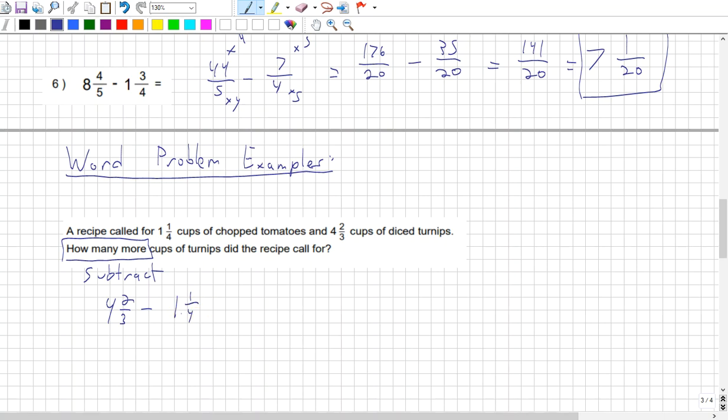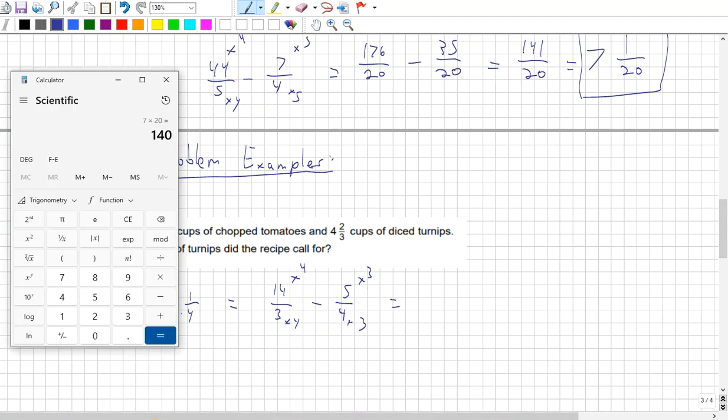Subtracting. Oh no, I have to get them into improper fractions first. So 4 times 3 is 12, plus the 2 is 14 over 3. 1 times 4 is 4, plus the 1 is 5. So minus 5 over 4. Look at multiples of 3 and 4 to see what's common. So 3, 6, 9, 12; 4, 8, 12. 12 is common. So I'm going to have to multiply this one by 4 and this one by 3.